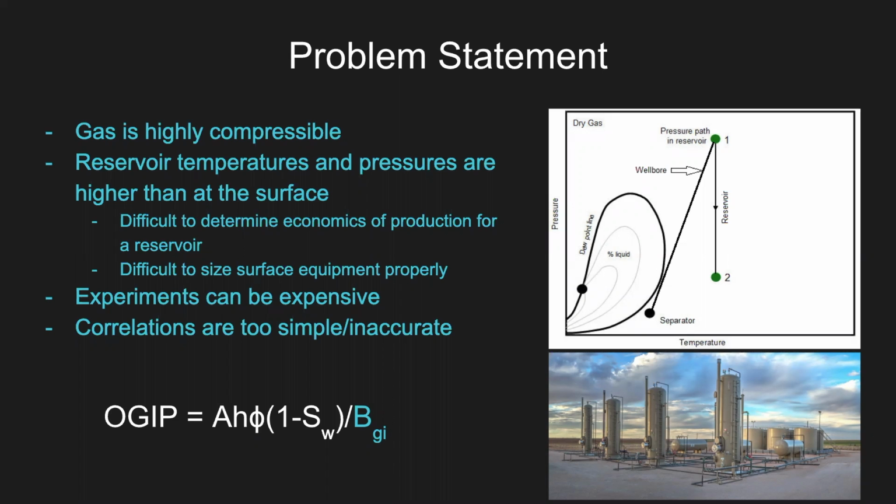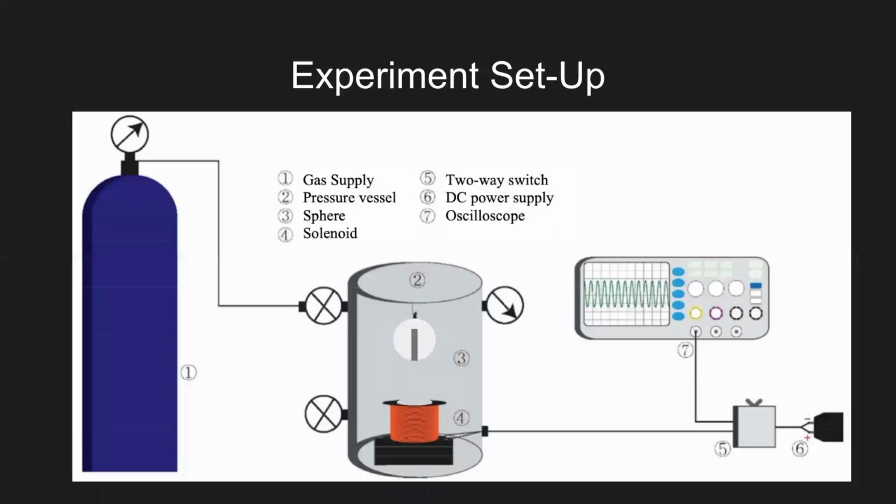There are several methods out there, several experiments, several correlations for measuring this change. However, these experiments can be very expensive. These correlations are often too simple or inaccurate for the mixtures that we're finding in reservoirs. And so our goal of this experiment is to create an inexpensive, simple yet accurate alternative to what's already in the industry. So this is the basic experiment setup.